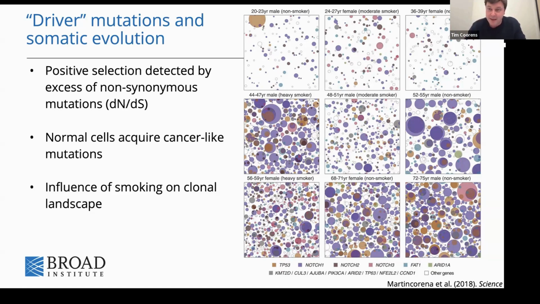Other things beside aging can affect the abundance and size of these clones. So for example, here you see a heavy smoker in his 40s, which has a colonization pattern of these mutant clones that looks very much like someone much older in their 60s or 70s. So it's both, so the environment can definitely play a role, we think, in selecting for these specific clones.